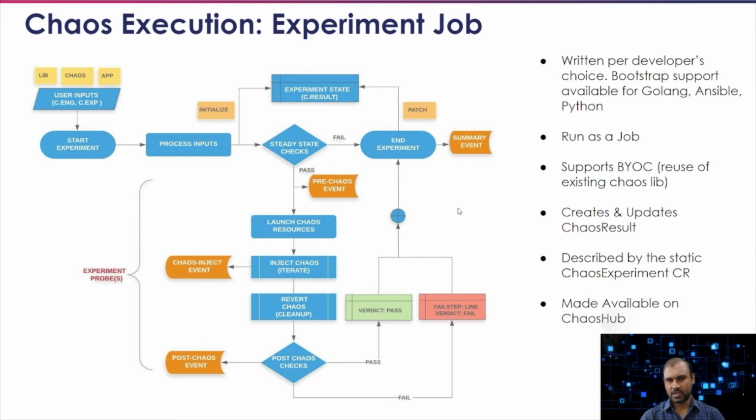As you know, the experiment generates the chaos result custom resource. It is a runtime created resource. And the experiment business logic itself is crystallized or described in the chaos experiment CR. It is a static CR which is read by the runner and is available on the Chaos Hub, something that's off the shelf and pullable. All right, so this is about the characteristics of the experiment.